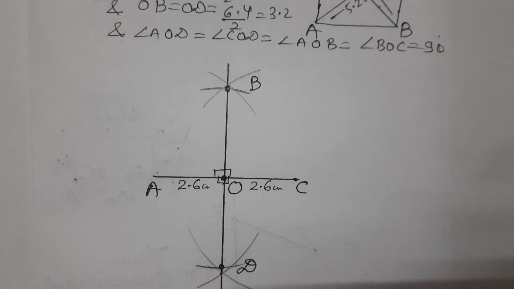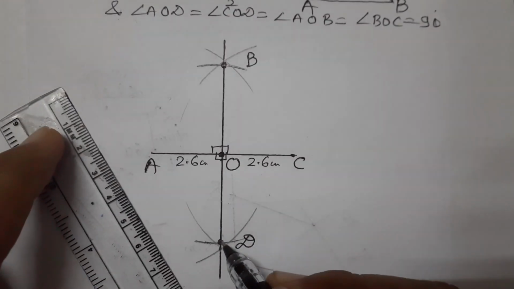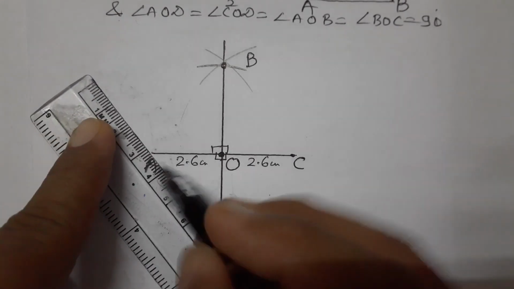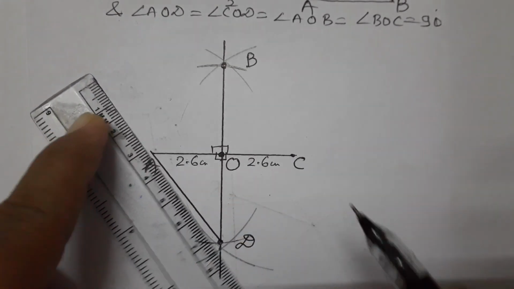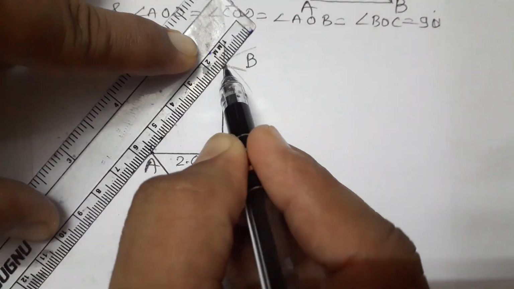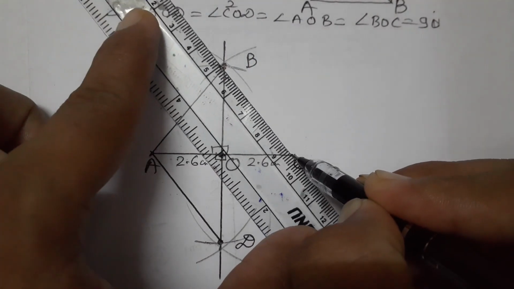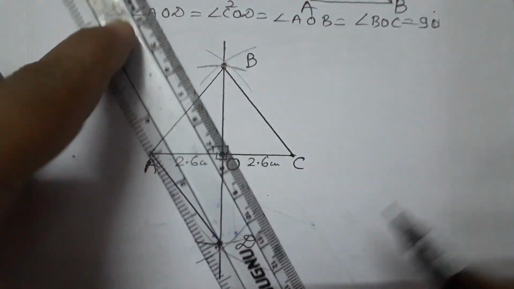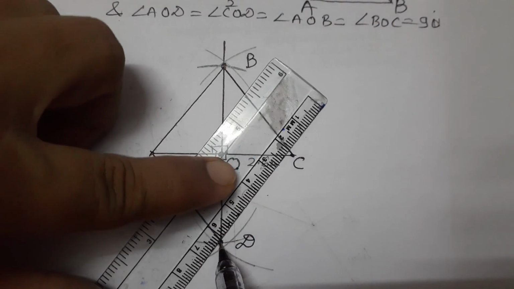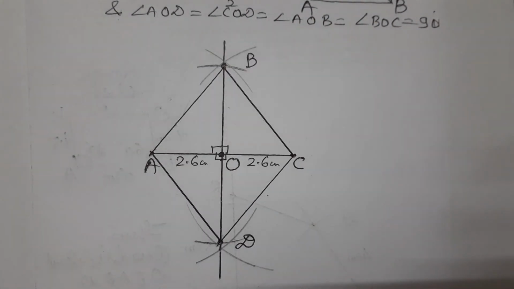Now the only thing we have to do is join this. Now we'll join all the points. Let's join AD first, then AB, then BC, and last one is CD. So our rhombus is completed.